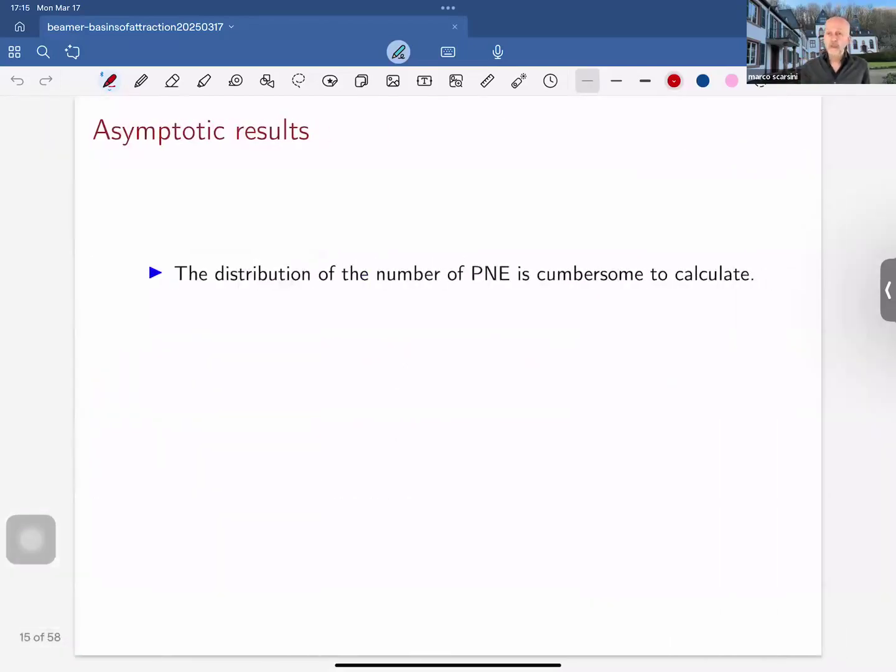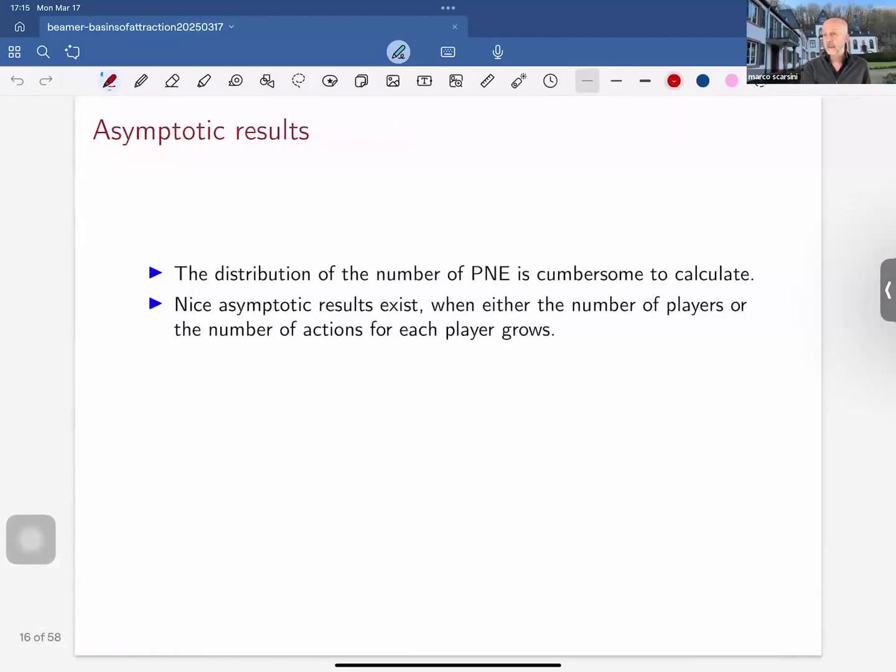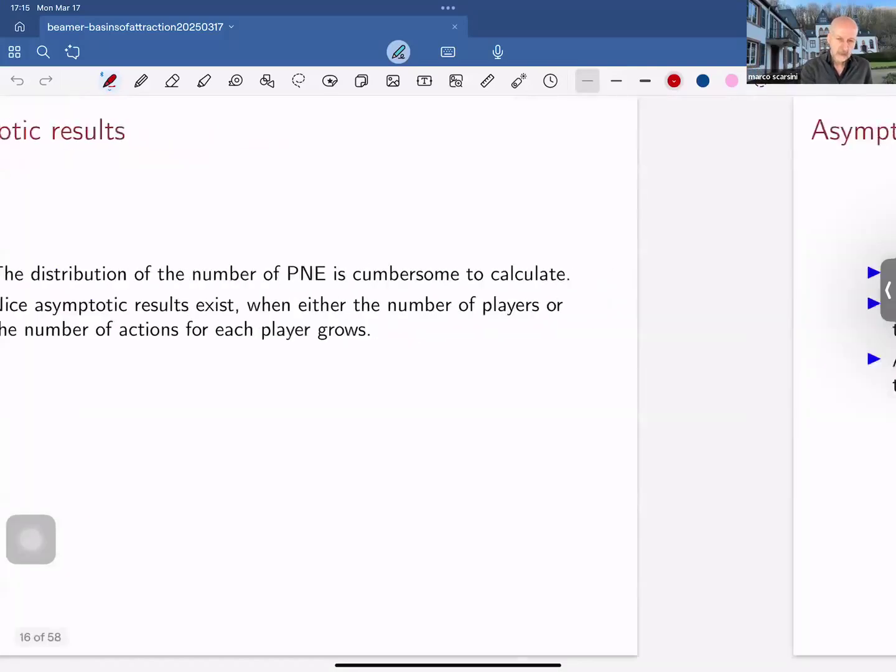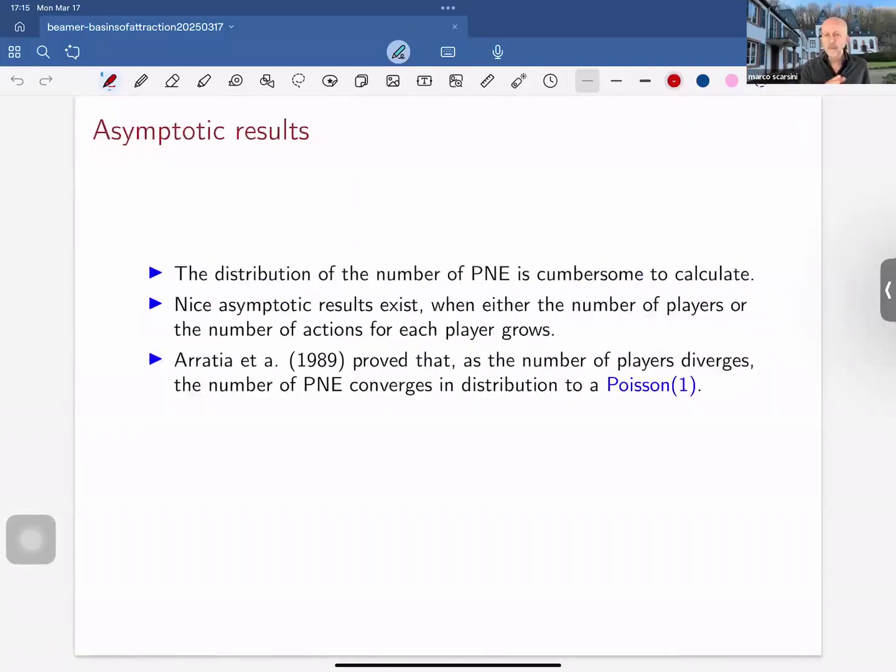Now, if you want more than the expectation, if you care about the distribution of the number of pure Nash equilibria, then things start getting hairy. Computing this distribution is absolutely non-trivial. But there are nice asymptotic results, either in the number of players or in the number of actions for each player. These results came about around the same time, at the end of the 80s. There was a paper by Arratia, Goldstein, and Gordon in the Annals of Probability in 1989, where they speak about the Chen-Stein method, which is a method to prove asymptotic results.